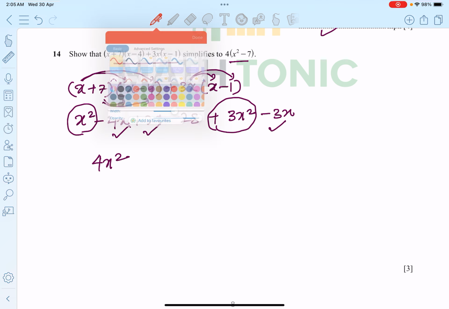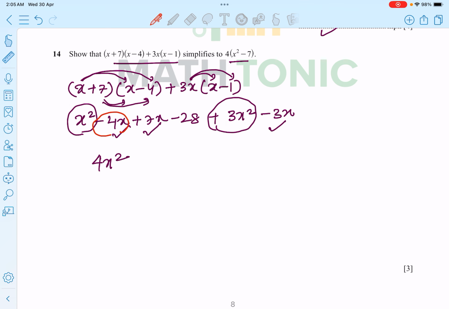Let me show you again. This is minus 4x plus 7x. This gives you 3x, right? And we have minus 3x. So this 3x and this minus 3x become 0. So the only part left is minus 28.